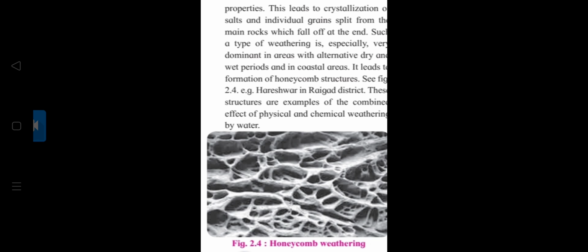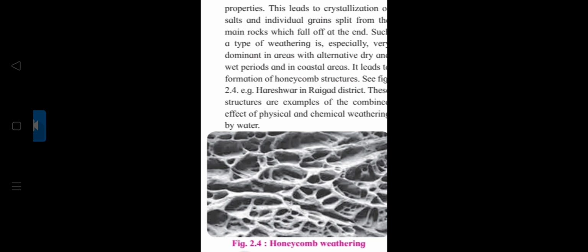So, these are prominent in wet, dry periods and in coastal areas. It leads to formation of honeycomb structures. See figure 2.4. Now, if you look at this figure, example Hareshwar in Raigad district. These structures are examples of the combined effect of physical and chemical weathering by water.